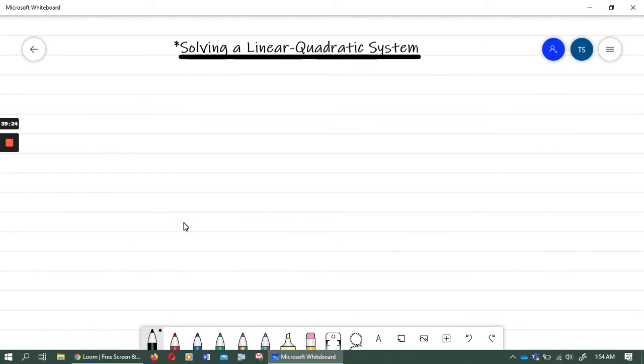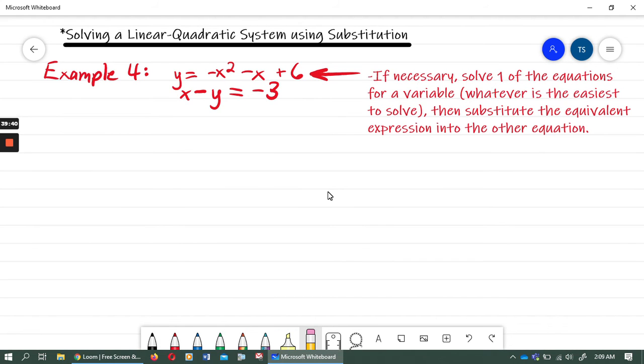All right, so let's look at an example with a linear quadratic system. Again, folks, this is not the only type of non-linear system, but it's the only type that's involved for your practice in today's lesson. Okay, so for this example here, guys, again, notice how one of the equations is linear, one of the equations is quadratic. We are solving this using the substitution method.